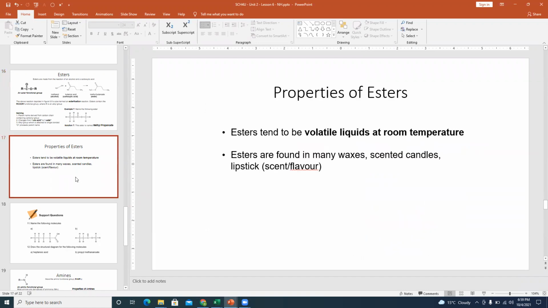Some of the properties of esters. Esters are quite volatile, even at room temperature. They evaporate very quickly. And they are also present in many waxes, scented candles and lipsticks. They have nice odors. They are used in scents and flavors. Oftentimes esters are flavoring agents, or perfumes are often made up of ester compounds.